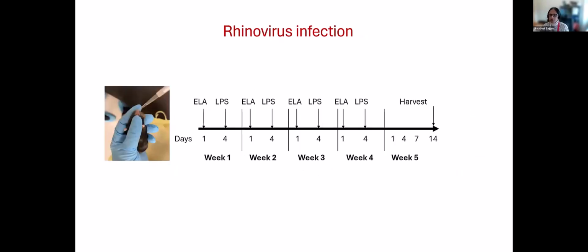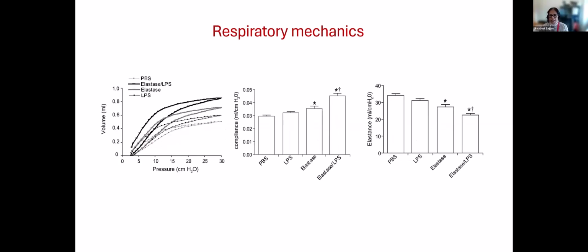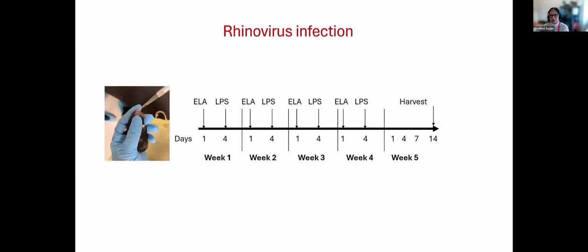Next, in summary, these results suggest that moderate to severe COPD-like lung disease occurs in mice treated with a combination of elastase and LPS, and this model can be developed in a short period of time with no special equipment. Next slide, please.